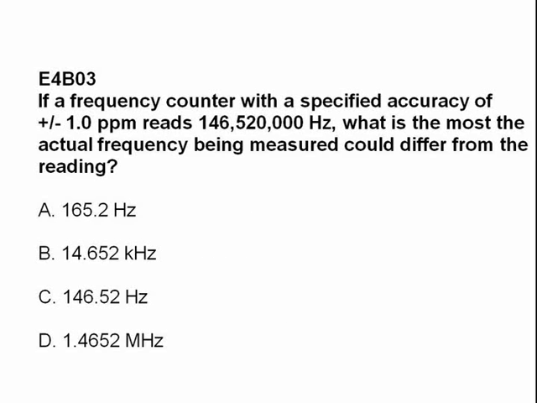If a frequency counter with a specified accuracy of plus or minus 1 part per million reads 146,520,000 hertz, what is the most the actual signal measured could differ from the reading? Answer C, 146.52 hertz.